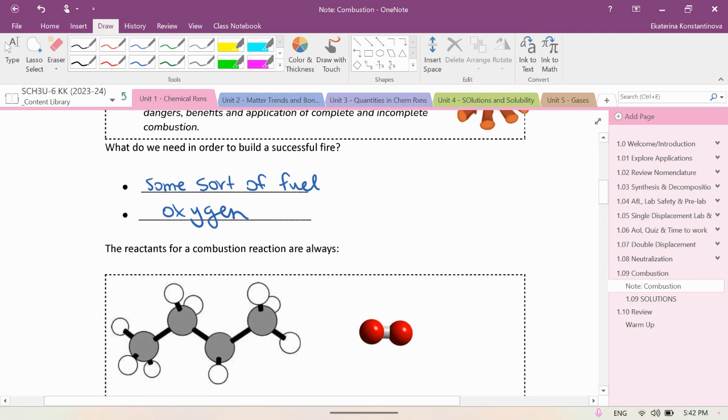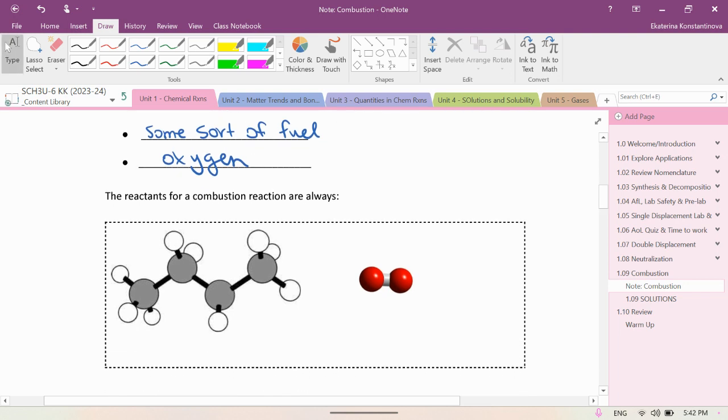Okay, so the reactants for a combustion reaction are always a hydrocarbon with formula CxHy. Okay, and you'll also have a carbon. So for example, CH3. So there'll be some sort of variable there. Okay, so hydrocarbon is just a carbon and hydrogen compound. Okay, and our second reactant is oxygen. And oxygen is a diatomic, so it's O2.